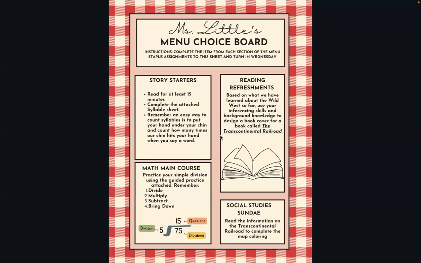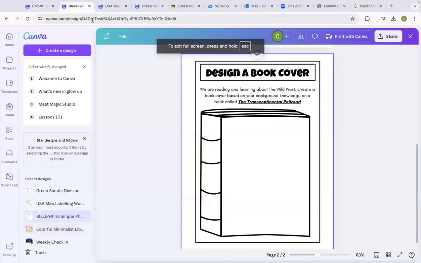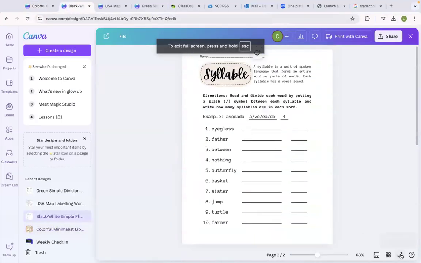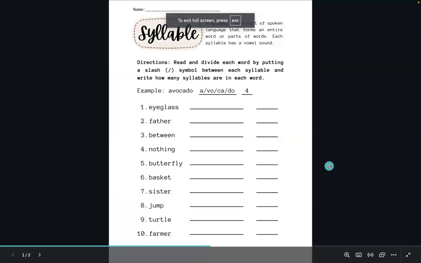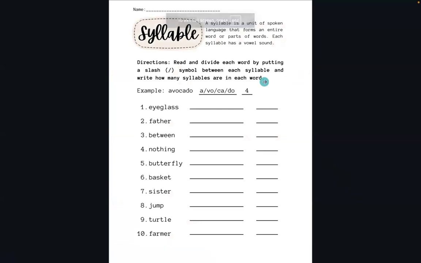And then, of course, we have to have a dessert. So you're going to have a social studies Sunday. You're going to read the information on the Transcontinental Railroad to be able to complete the map coloring. So let's go ahead and get into it. The first two assignments we're going to touch on are the syllable sheet and the reading refreshment book cover. So I'm going to use my annotation tool right here so you can follow along with me.